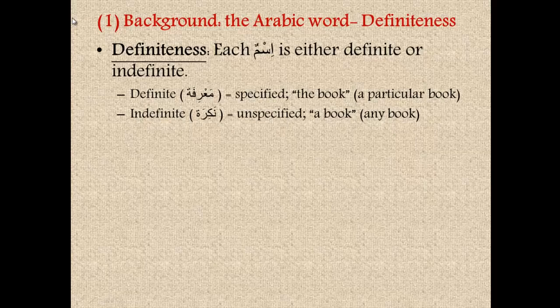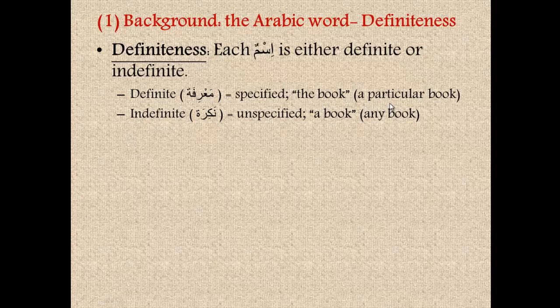Let's talk about the fourth and last quality of asma in Arabic. Each ism is either definite or indefinite. So the Arabic word for definite is ma'rifah. When I say something is definite, I mean it is specified. We're talking about a specific item or specific thing. So if I say the book, just like in English, when I say the book, you and I know we're talking about a particular book.